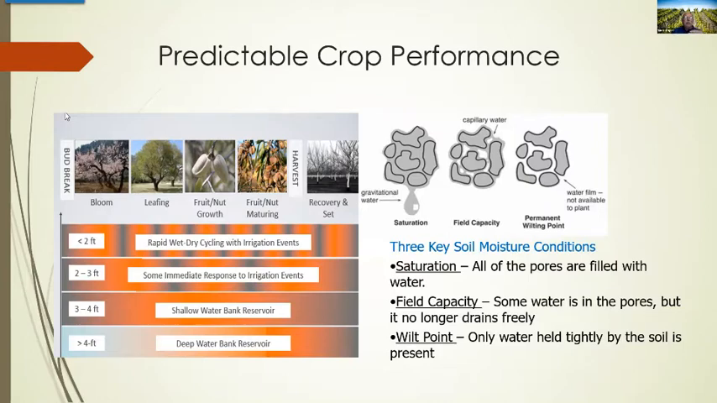So we went from yields that we saw, these varying ebb and flow yields from high to low, to consistently knocking out 13 to 15 tons in that same crop that we would vary from 7 to 12. That's how important this was. So you can see, as you look at the phenological stages of that crop, from bloom, leaf, nut growth, nut maturing to recovery and set, those are really important things.